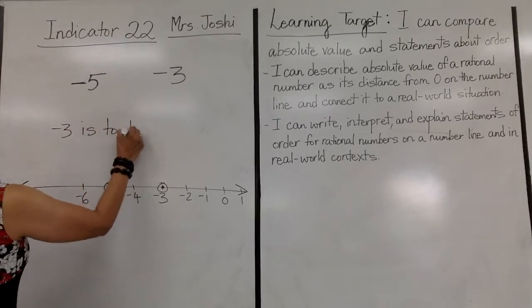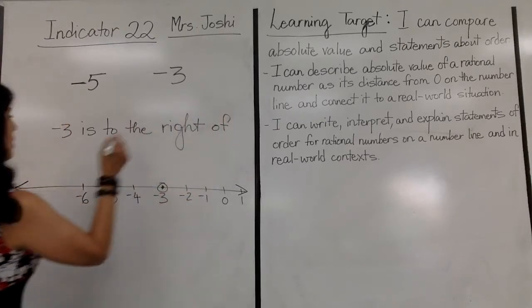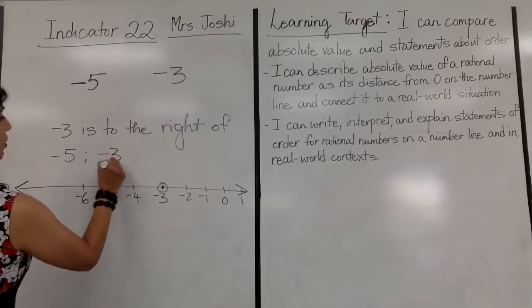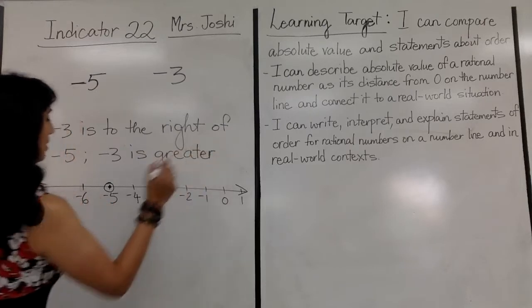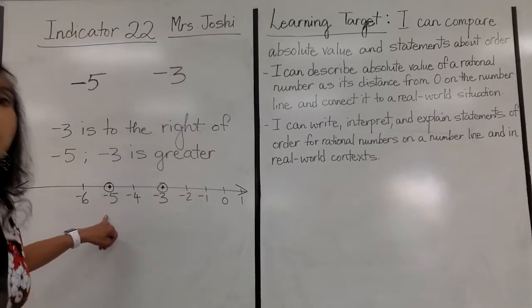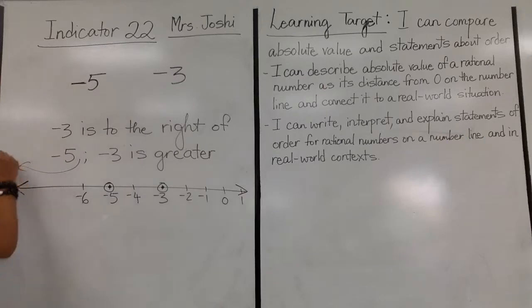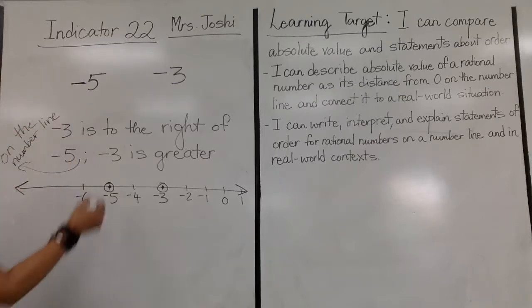So -3 is to the right of -5. And so that is why -3 is greater, because -3 is to the right of -5 on the number line. Okay, so make sure you say it's to the right of -5 on the number line, because don't just say to the right, you've got to write where it is to the right. So therefore this is the greater number.